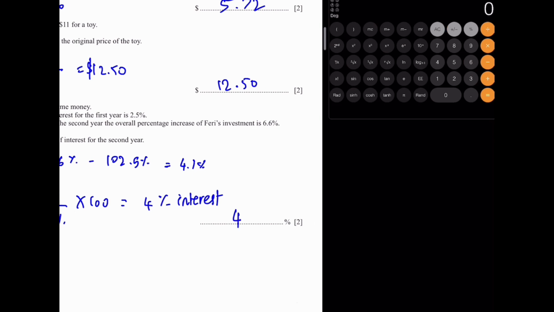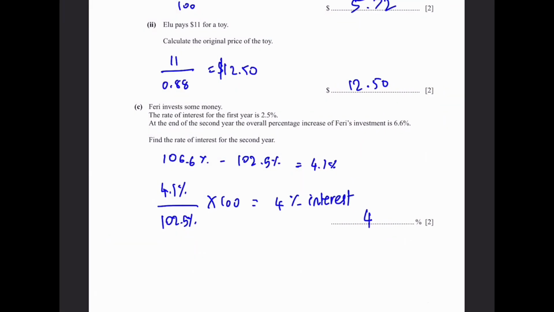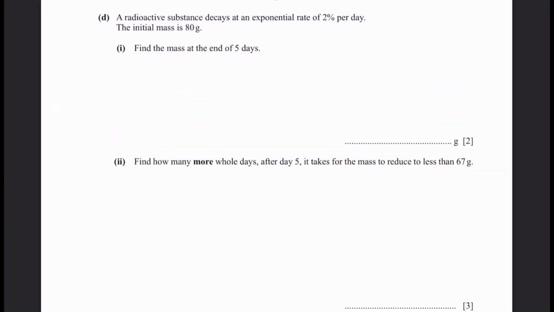Let's move on to part D. A radioactive substance decays at an exponential rate of 2% per day. The initial mass is 80 grams. 1. Find the mass at the end of 5 days. This is compound decay. So do you remember the formula for compound interest? We just need to adjust it for decay.